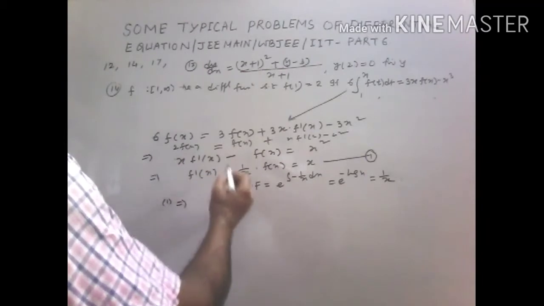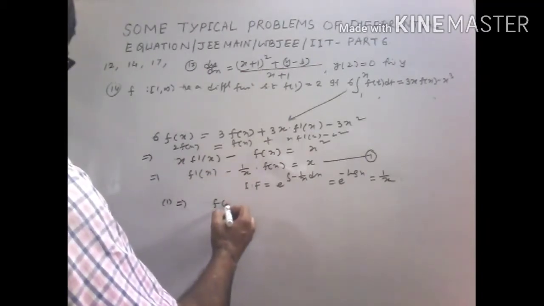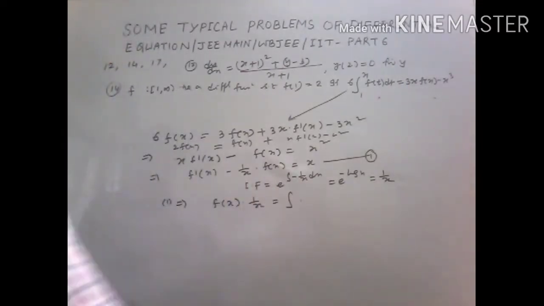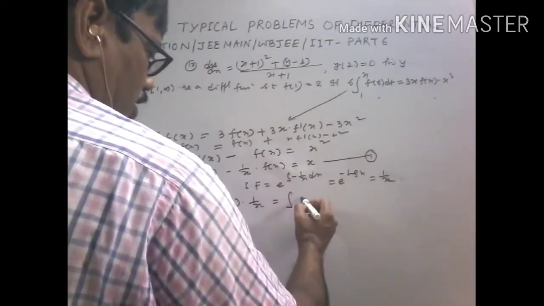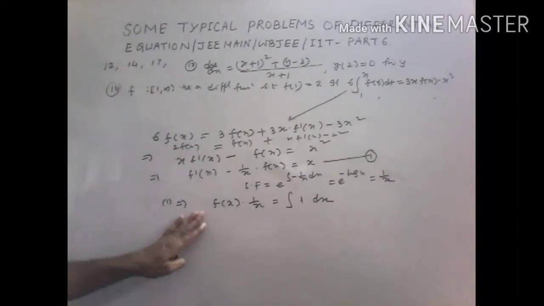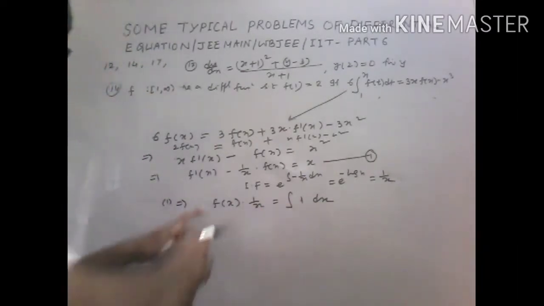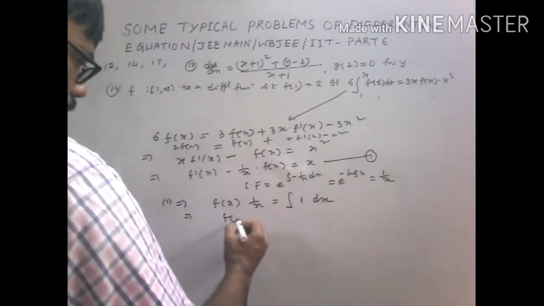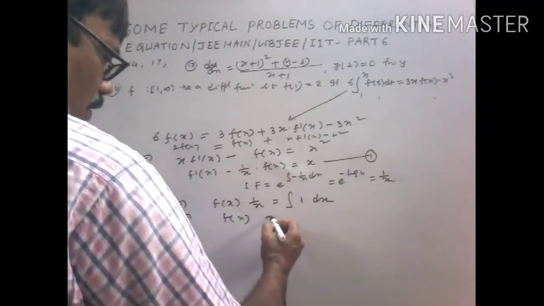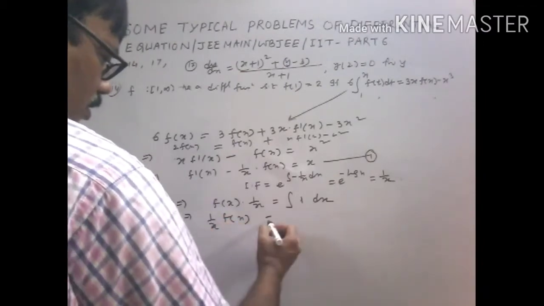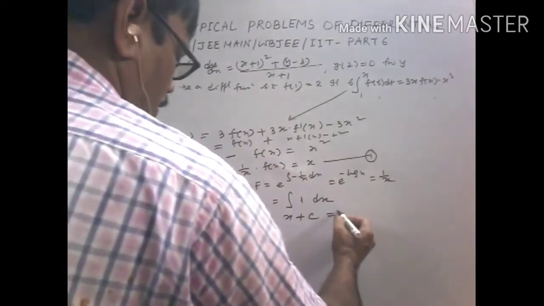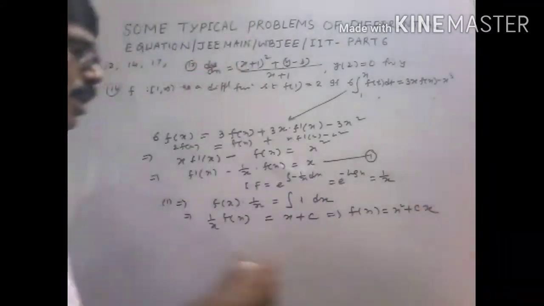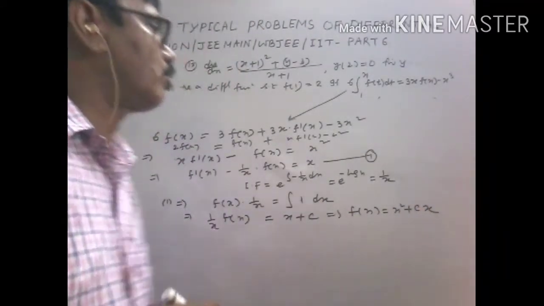So y into the integrating factor, y is here f(x), f(x) into 1 by x equals the integration of x into 1 by x, that is 1 dx. So omitting one step, the left-hand side is f(x) into the integrating factor. So what we are getting: 1 by x f(x) equals x plus c. This implies f(x) equals x² plus cx, which is the general solution.